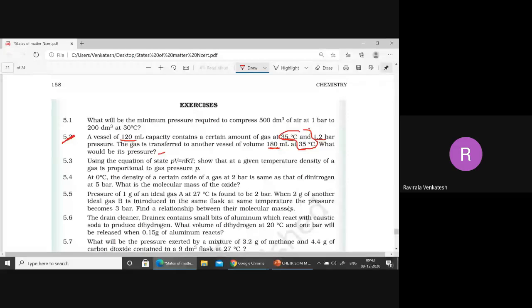Temperature is constant means isothermal, so P is inversely proportional to 1 by V. We can use Boyle's law for this. Volume is given and pressure is given. Next, the volume V2 is given as 30. What will be the minimum pressure required to compress? The temperature is constant here, and we have to calculate P2. Use Boyle's law and you will get this.